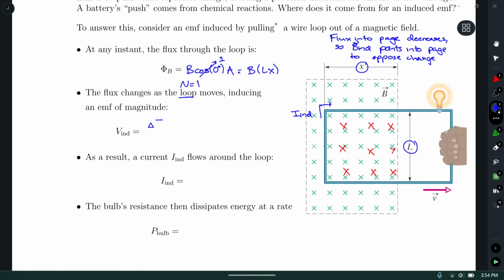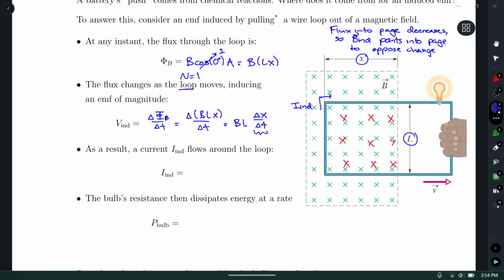So we can write Faraday's law as change in flux over time, or change in the quantity from the previous line, BLX, over time. And if we think about what's changing here, the magnetic field strength isn't. We're dealing with a uniform field. The length of the wire is not changing. It is X, how much of the loop is within the field, that's changing. So I'll factor everything else but that out. But you may recognize this as the speed of the loop as it's being moved out of this field. This is just BL times that speed.